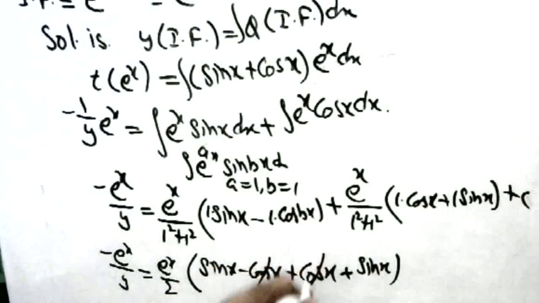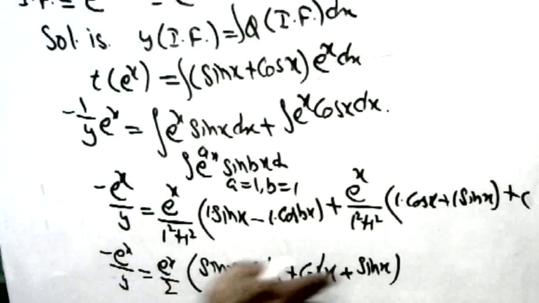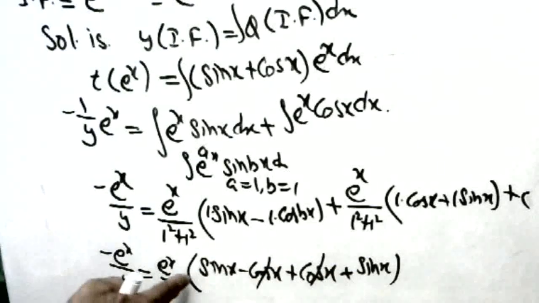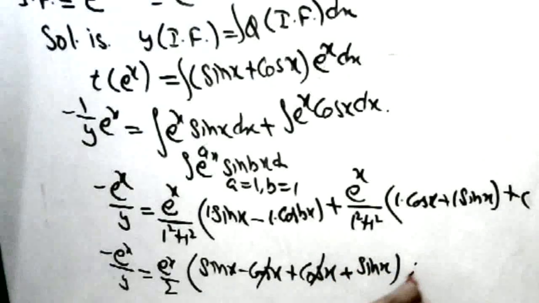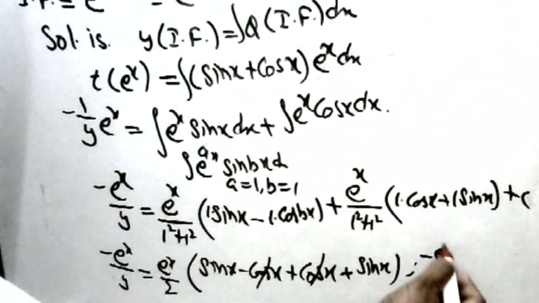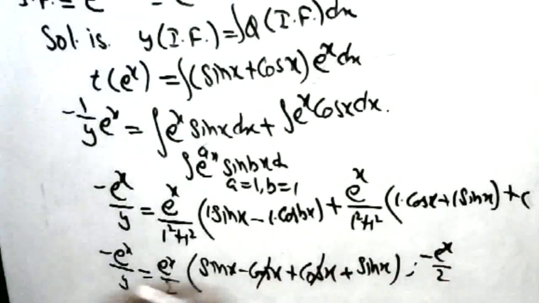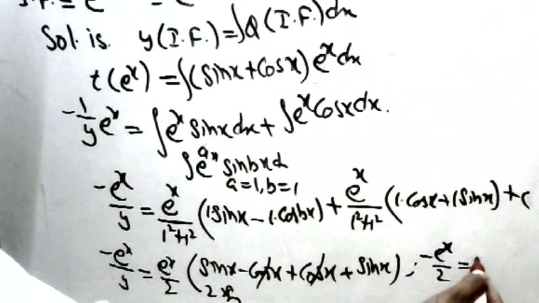So here you are having plus. Plus minus cos x will get cancelled. Sin x plus sin x is 2 sin x. The 2 and 2 will get cancelled. Let me leave this one. Minus e power x by 2, minus e power x by 2. Sin x plus sin x will be 2 sin x. This 2 and 2 will get cancelled.